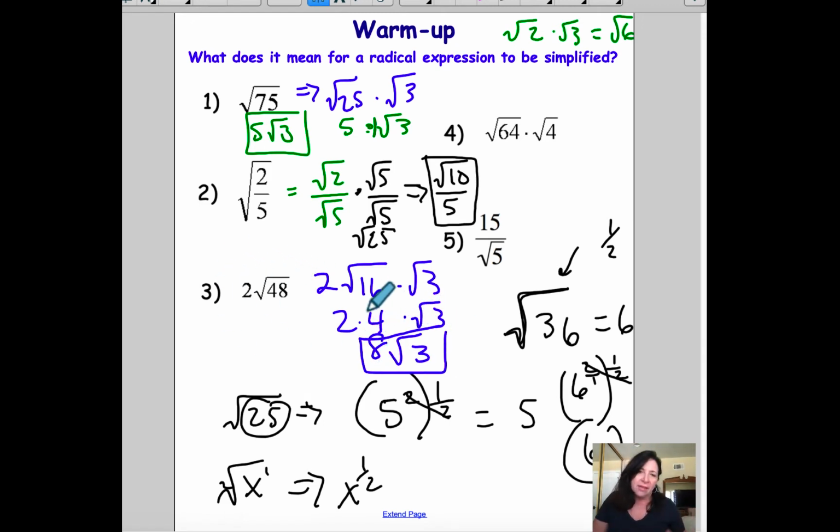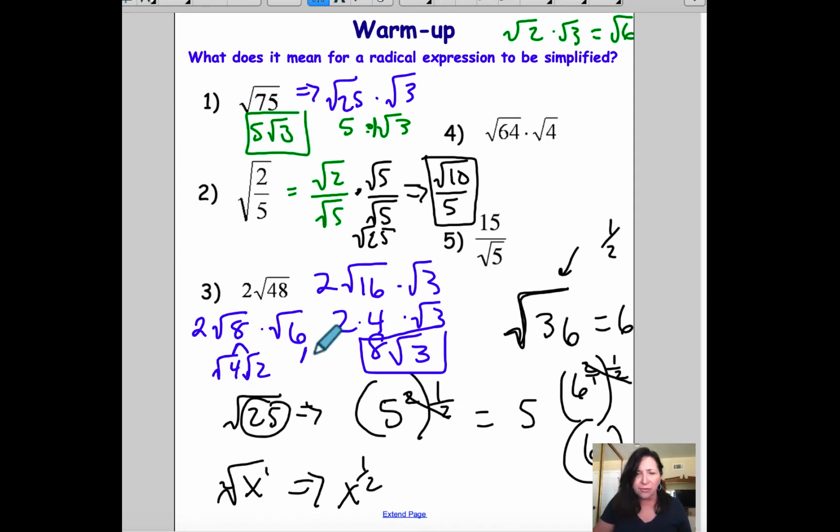Now, that being said, of course, a lot of kids think, well, that's 8 times 6, square root of 8 times square root of 6. Well, square root of 8, you can actually break that down even further, right? To the square root of 4 times the square root of 2.